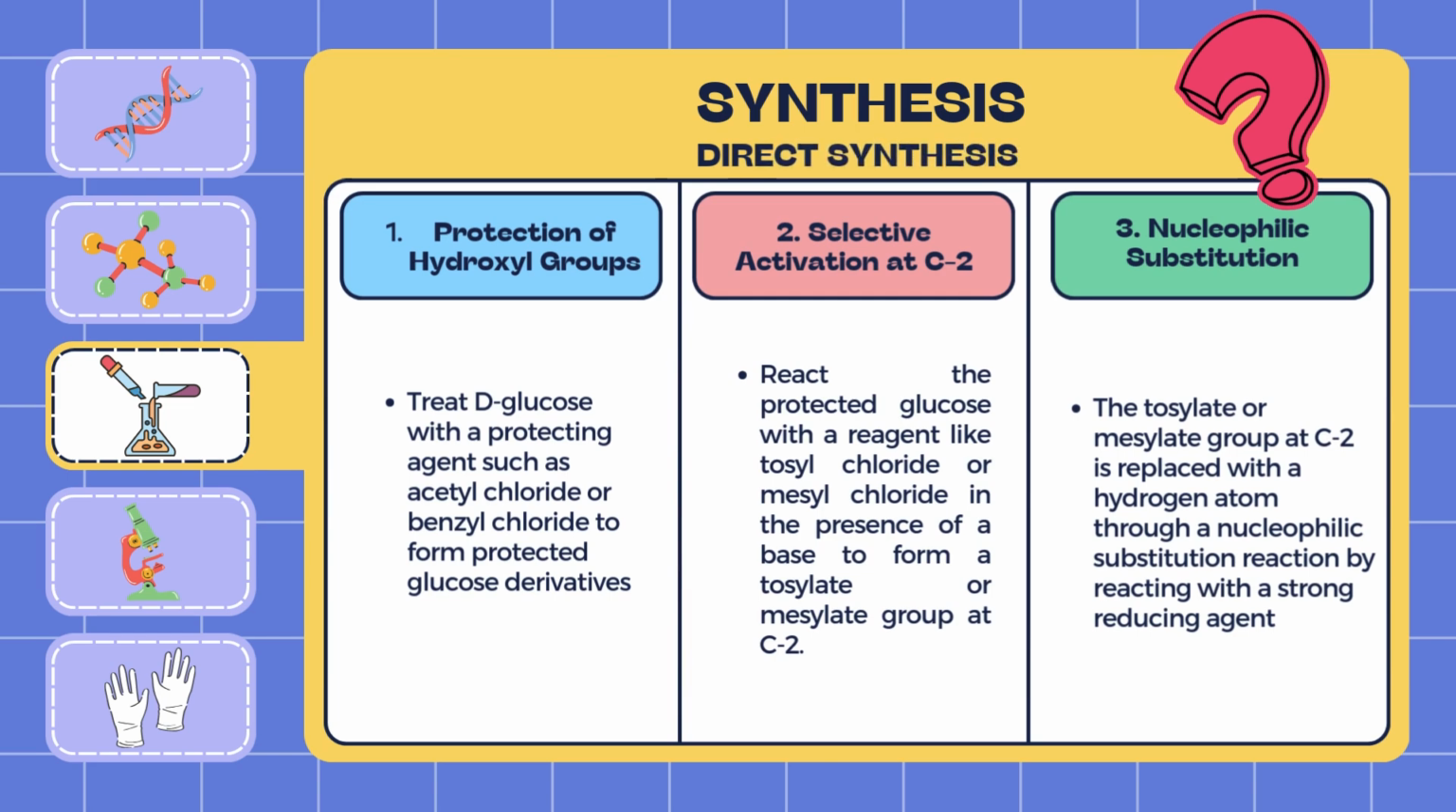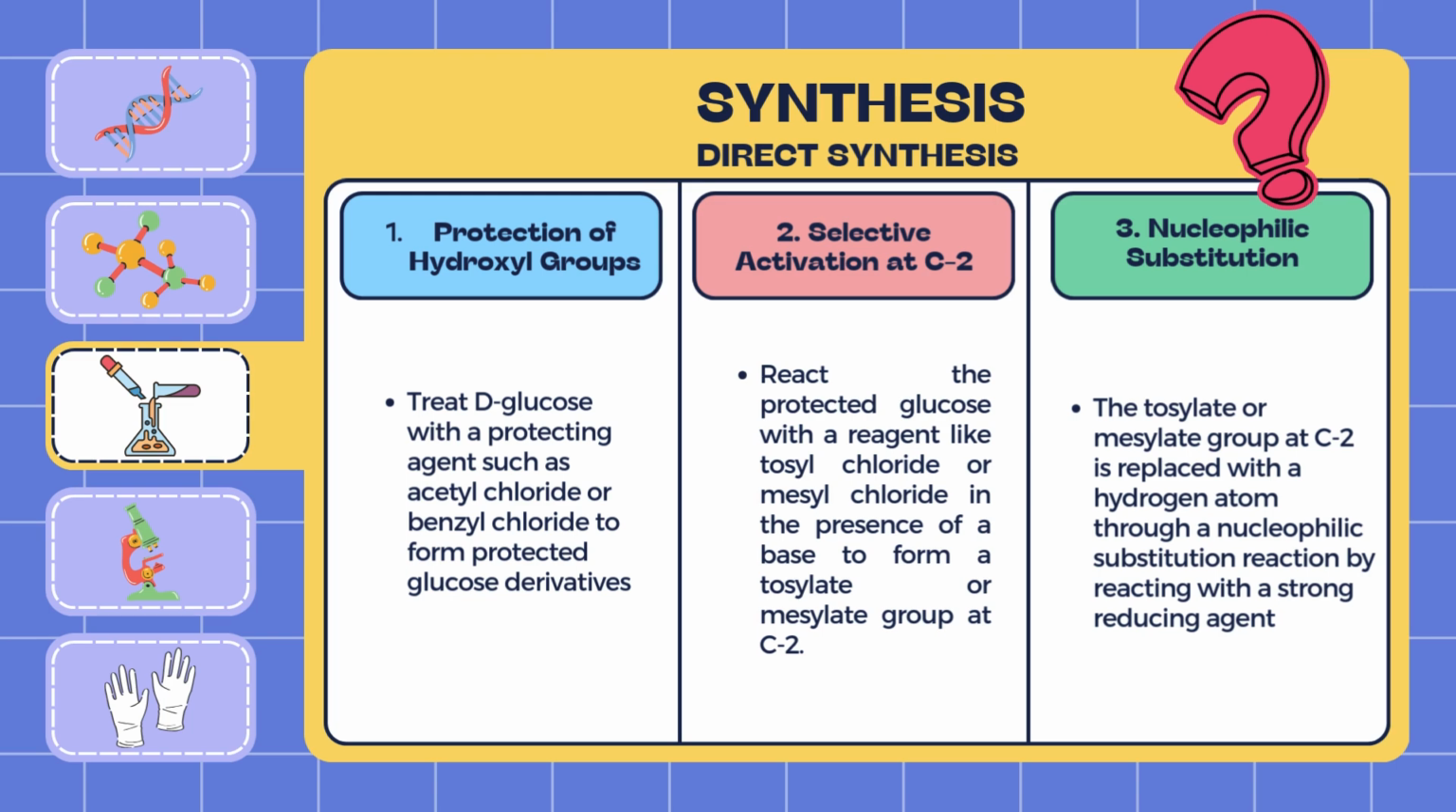To give a more in-depth look at how the direct synthesis works, it begins with the protection of hydroxyl groups by treating the D-glucose with a protecting agent, since the hydroxyl groups on the glucose are reactive and need to be protected to prevent any unwanted side reactions. Next, to ensure the hydroxyl group at the carbon 2 is selected to be the leaving group, the protected compound is reacted with a reagent like tosyl chloride or mesyl chloride in the presence of a base to form a tosylate or mesylate group at the carbon 2.